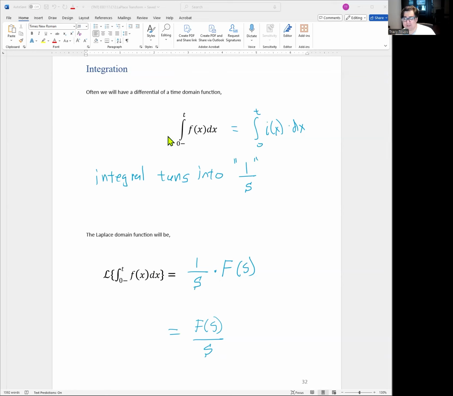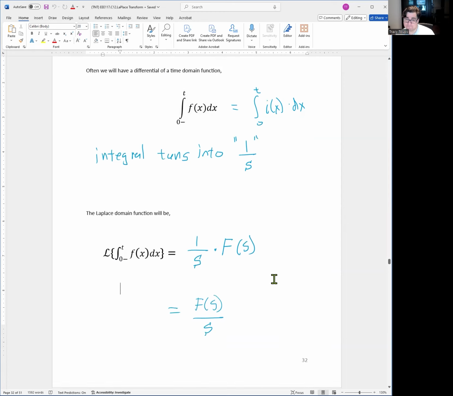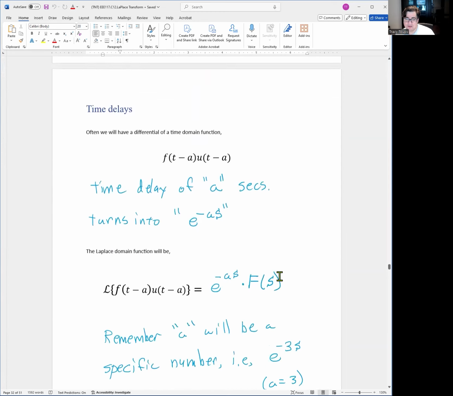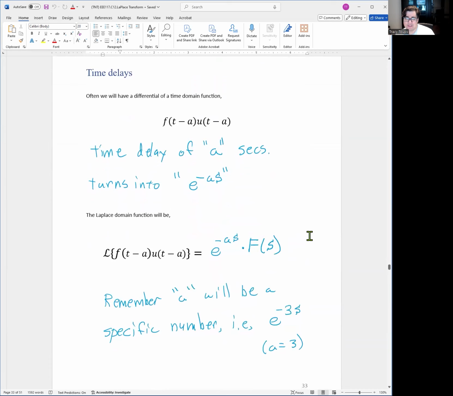Again, integrating can be time consuming, especially if the function is complex. Just slapping on a divide by s is way quicker. I'd much rather do arithmetic than calculus any day of the week. I think we can all agree on that. Again, integration and differentiation simplification is probably the main reason why people use Laplace transforms.